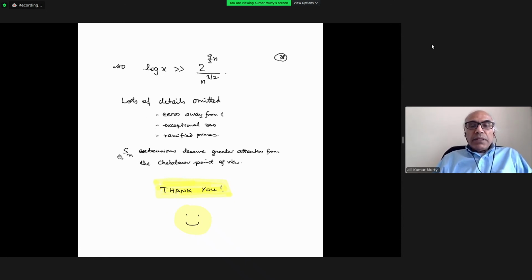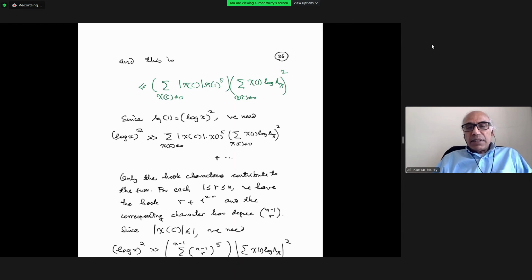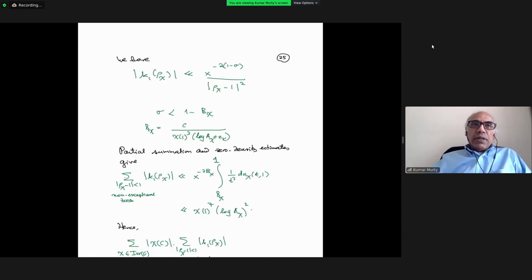I think the point is that the S_n extensions deserve greater attention from the Chebotarev point of view because the representation theory is so explicit. You know quite a bit about it, and I wondered if we could approach these general conjectures from this point of view for S_n.